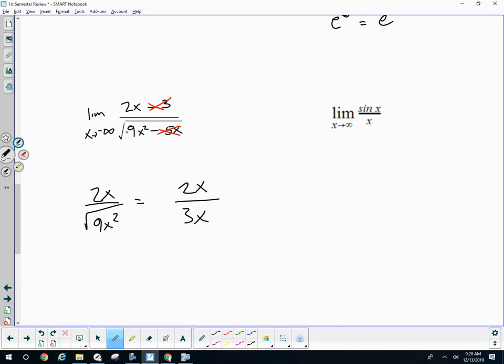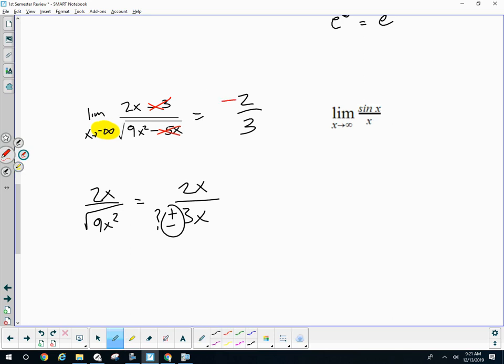When we have this square root of x squared, we're really thinking that the signs are not necessarily positive. It could be positive or negative. I'm going to leave a question mark there. Now the x's will cancel, so I got the answer of 2/3. And the truth is, in one direction I'm going to get positive 2/3, in the other direction I'm going to get negative 2/3.